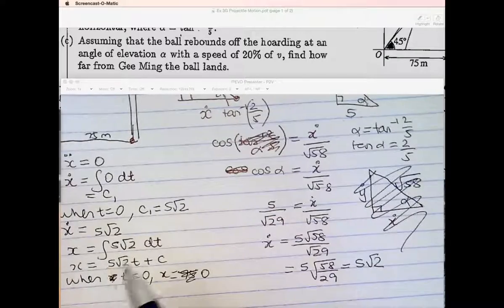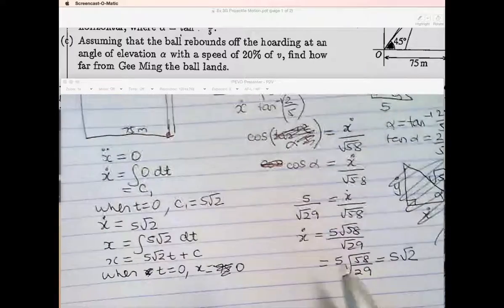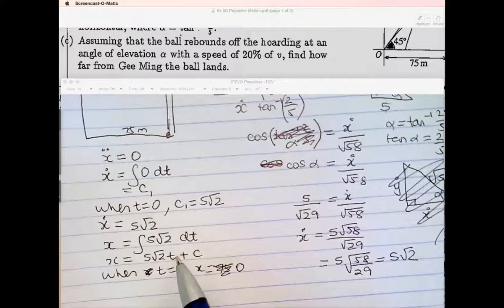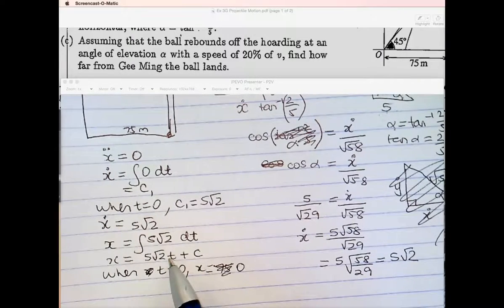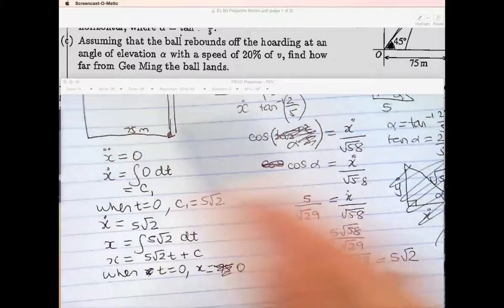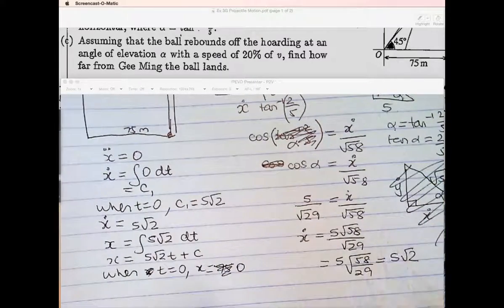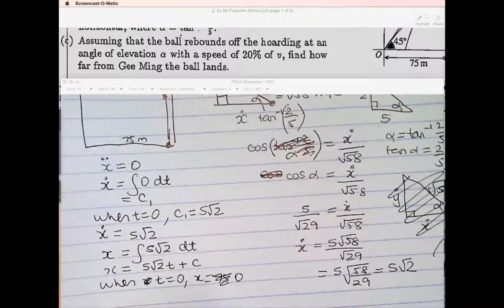I can't go adding 5 root 2t to 75 because the particle will just keep going further to the right. It won't come back. Does that make sense? There's displacement. Yes, I know, but look at x. Yeah, but you can get negative for displacement, meaning it's going backwards. But this displacement will never be negative. So if I put x is 75, the particle's just going to keep travelling to the right. That's what we don't want happening.